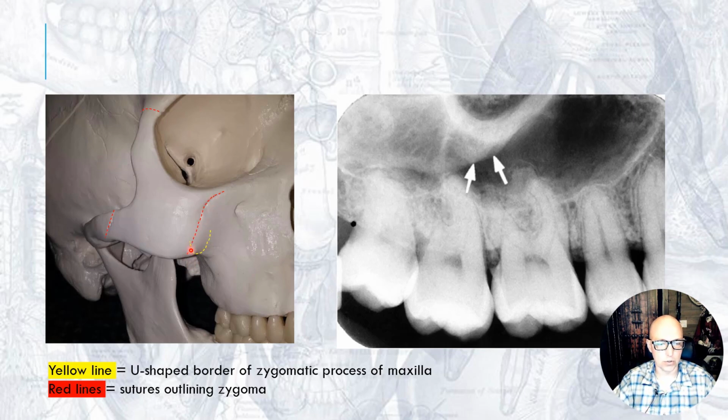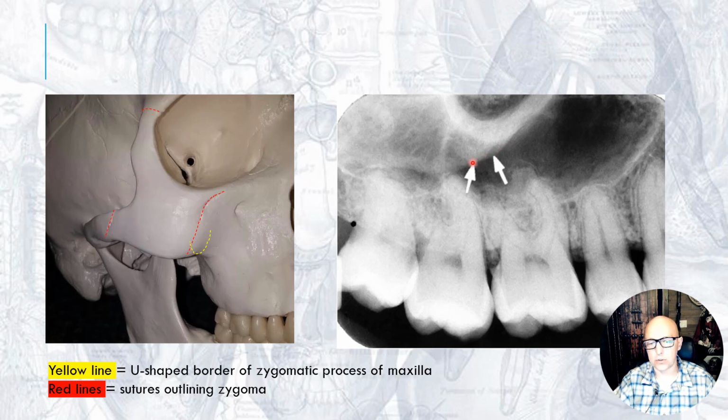And so these are the sutures showing the zygoma. So the zygomaticomaxillary suture, zygomaticofrontal suture, and zygomatico-, what's this bone that makes up most of the zygomatic arch? That's actually the temporal bone, actually makes up most of the zygomatic arch. Really only the anterior third of the zygomatic arch is the zygomatic bone itself.